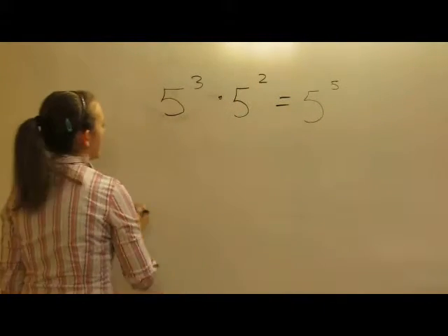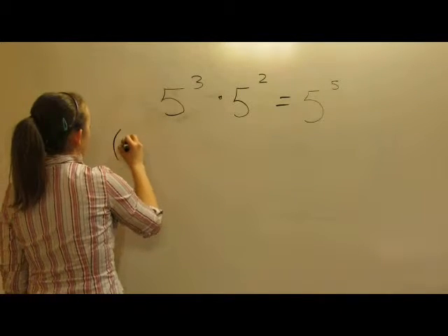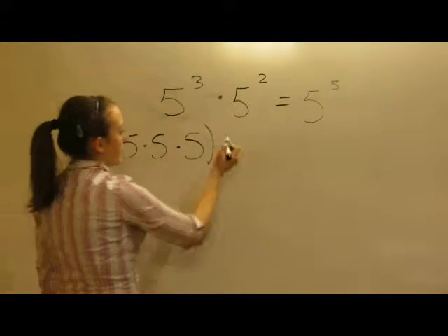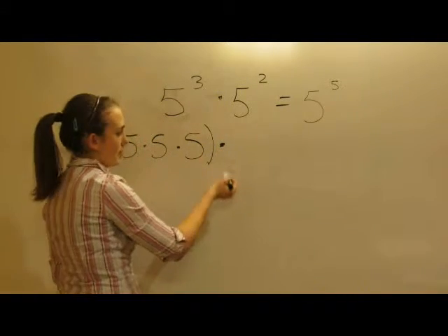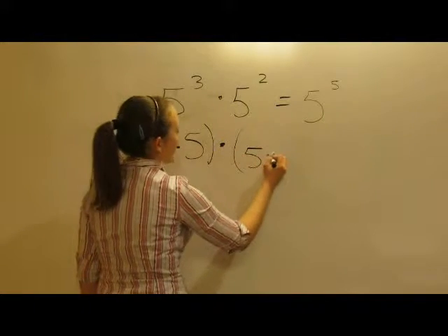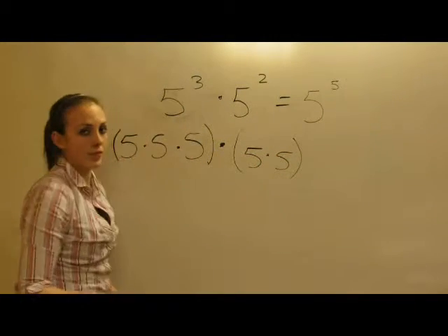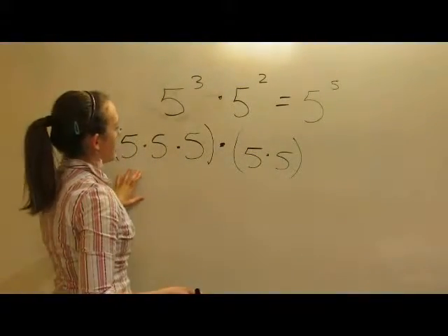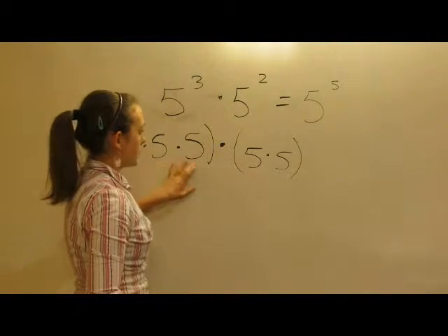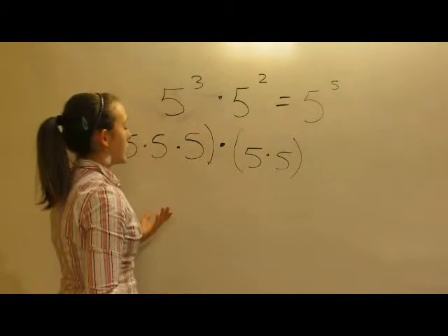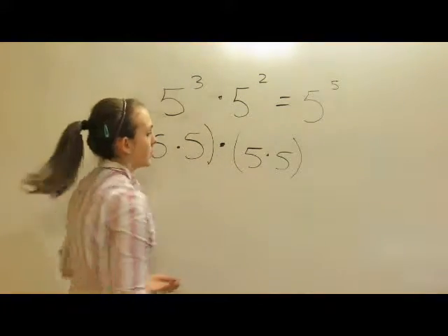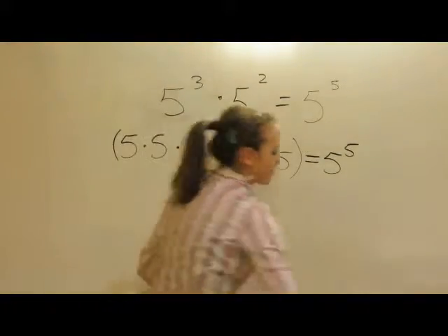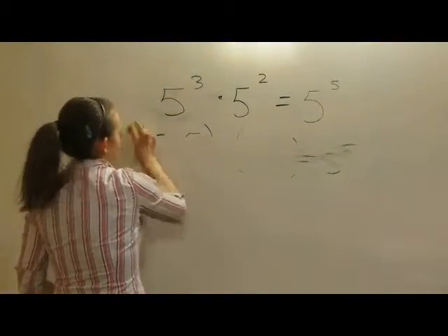Let me show you why this works. 5 to the third is 5 times 5 times 5. So we have that there. Then we have 5 squared, so we have 5 times 5 times 5 times 5 times 5. It's a lot of 5s. Thankfully we have exponents, so we don't have to write that all out all the time. But anyway, you see that we have 5 times 5 times 5 times 5 times 5, which ends up being 5 times 5, 5 times. So that equals 5 to the fifth. Same thing. So let's try something different this time.